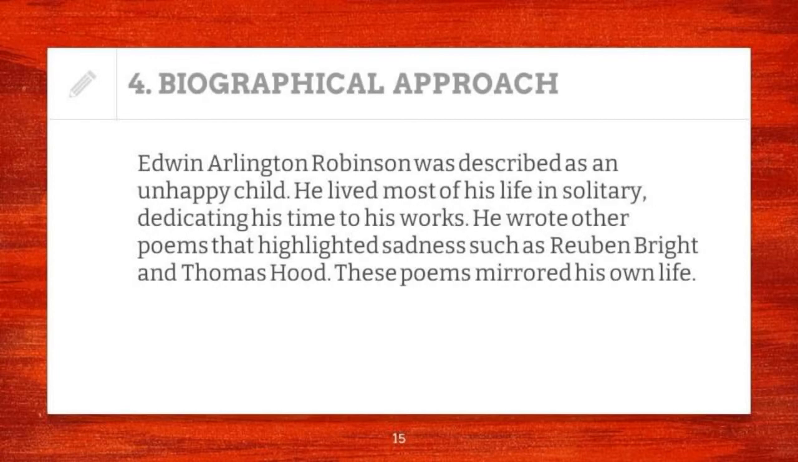This is a short sample of a biographical approach. Edwin Arlington Robinson was described as an unhappy child. He lived most of his life in solitary, dedicating his time to his works. He wrote other poems that highlighted sadness, such as Reuben Bright and Thomas Hood. These poems mirrored his own life.